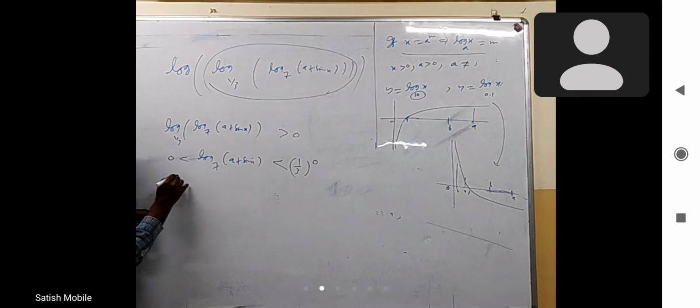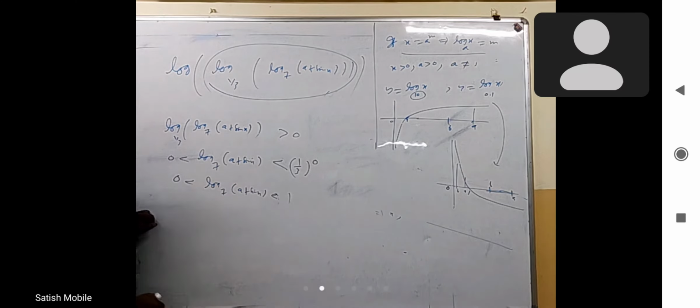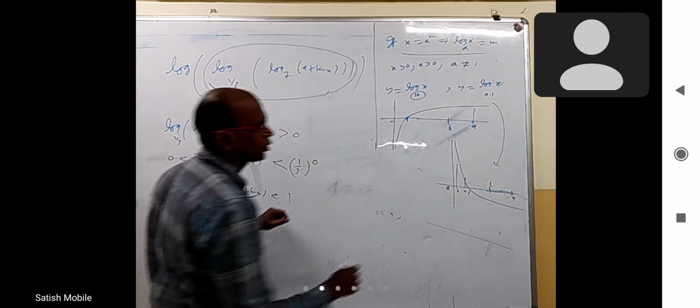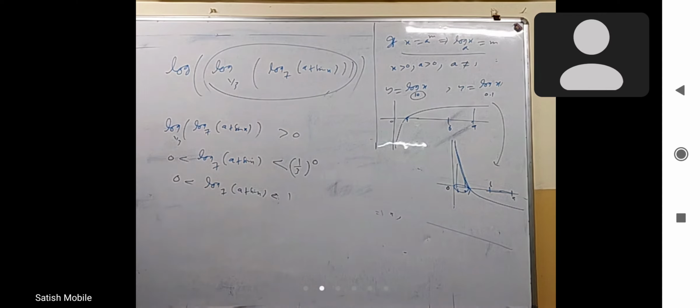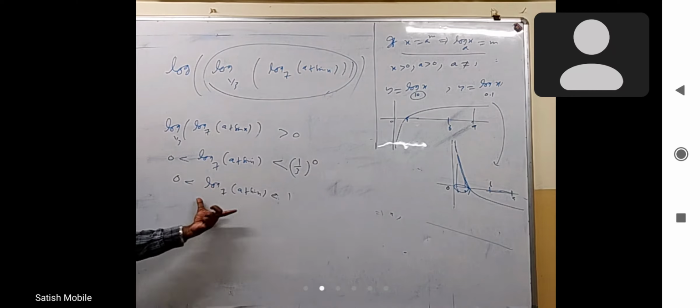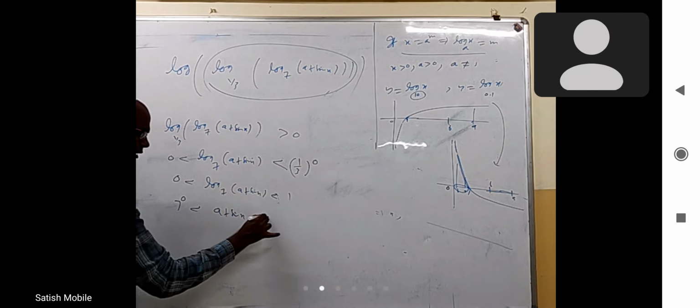Now, in the next step, 0 less than log base 7 of (a plus sin x) less than 1. In fact, you can see in this graph, if you want log of something to be positive, the inner part should be between what and what? 0 to 1. That's exactly what I wrote. Log of something with base less than 1, if you want it to be positive, your inner part should be between 0 and 1. Now bring this 7 here. You will get 7 power 0 less than a plus sin x less than 7 power 1.